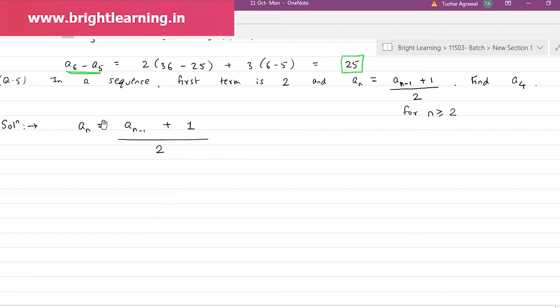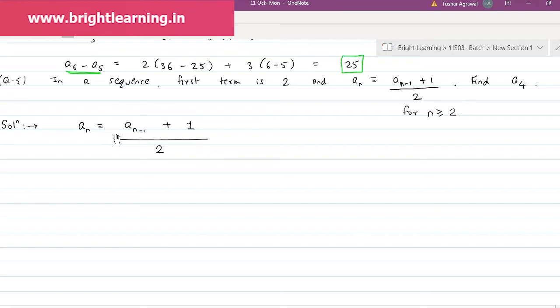So a49 is equal to a48 plus 1 upon 2. So I don't know a48. Now, in order to calculate a48, I will calculate a47. In order to calculate a47, I should know a46. So basically, in order to calculate the 50th term, a50, I should know a49 also, a48 also.